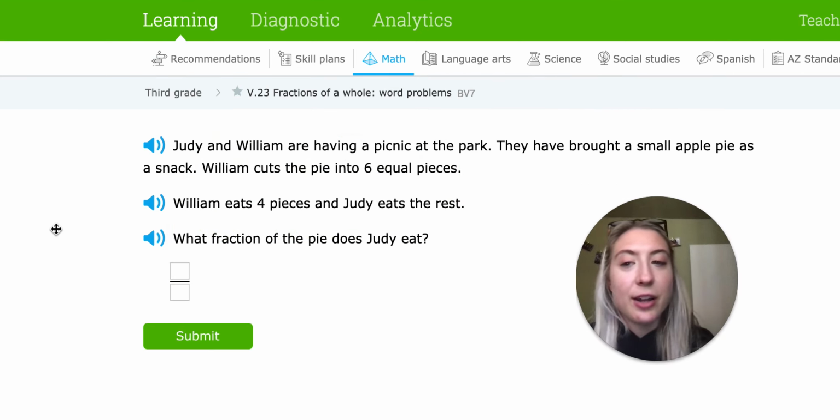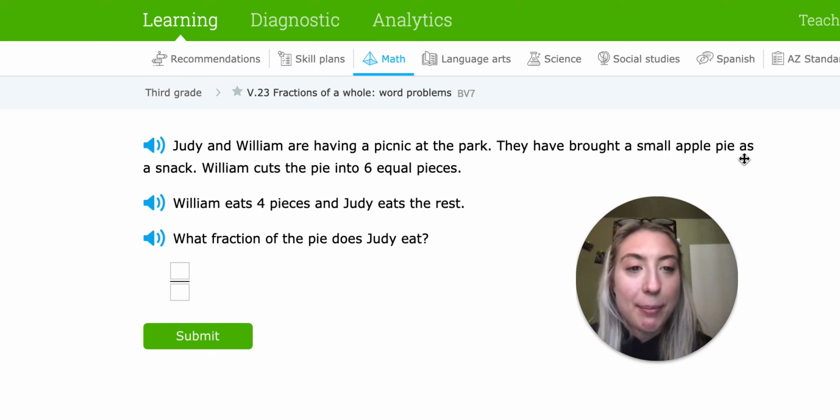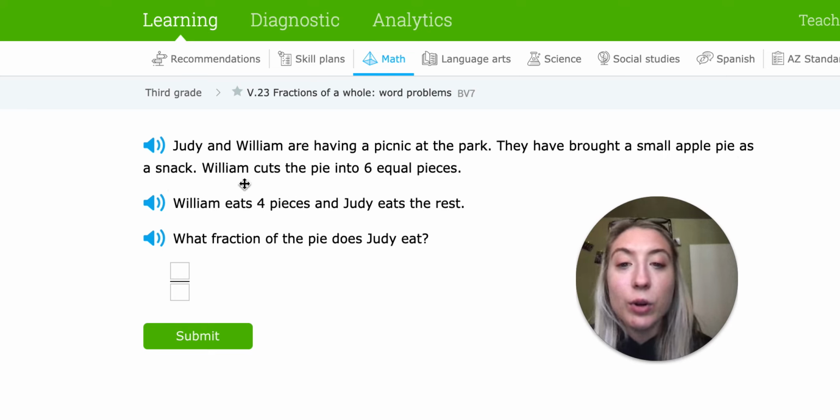Okay, let's do another example together. So first we're going to read the problem. Judy and William are having a picnic at the park. They have brought a small apple pie as a snack. William cuts the pie into 6 equal pieces. William eats 4 pieces and Judy eats the rest. So what fraction of the pie does Judy eat?